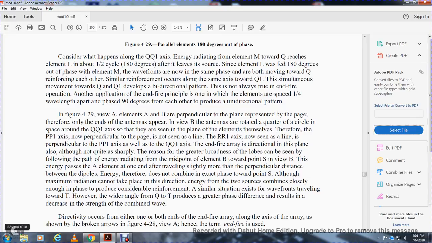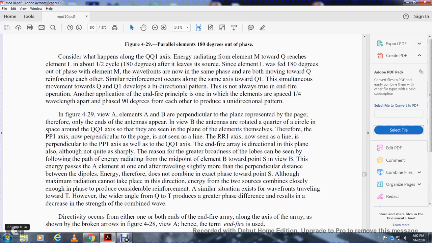In figure 4-29 view A, elements A and B are in the plane of the paper, so the end of the antenna appears in view B, with the antenna rotated a quarter turn. The QQ1 axis is seen in the plane of the elements themselves, and therefore the PP1 axis is not seen in line, nor is the RR axis, which is perpendicular to the PP1 axis, as well as the QQ1 axis. The end-fire array radiates in the direction of the plane, but not quite as sharply.